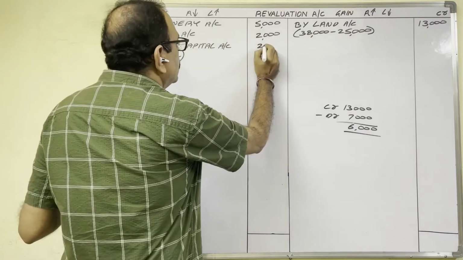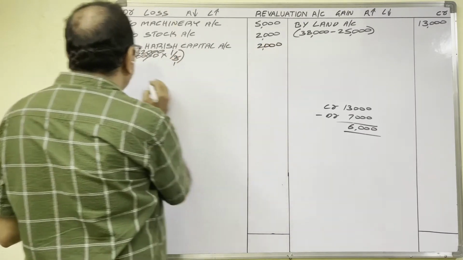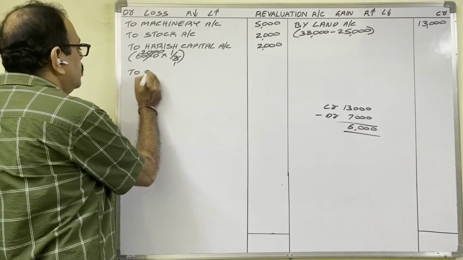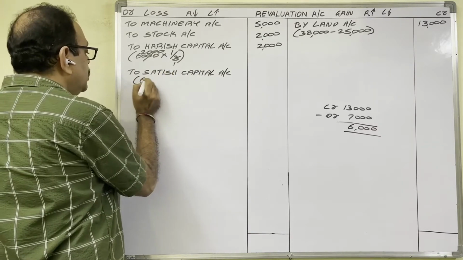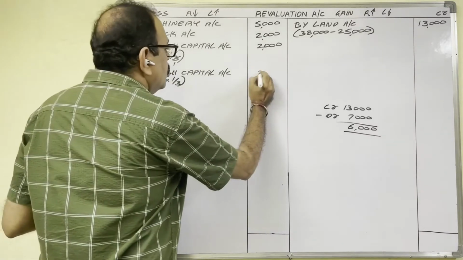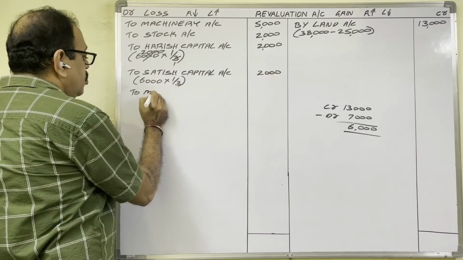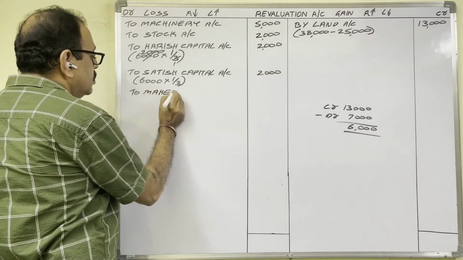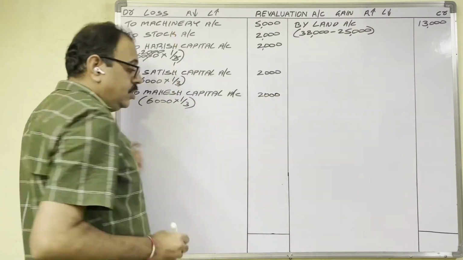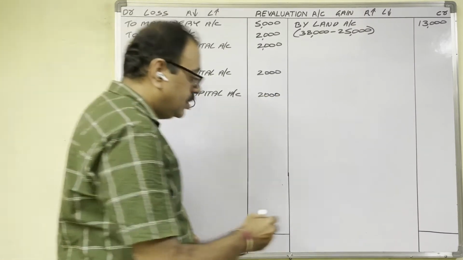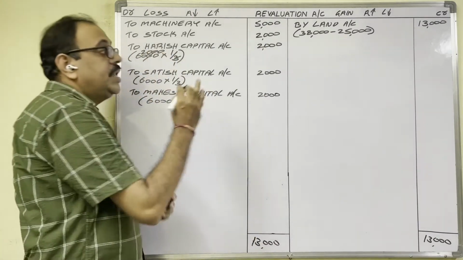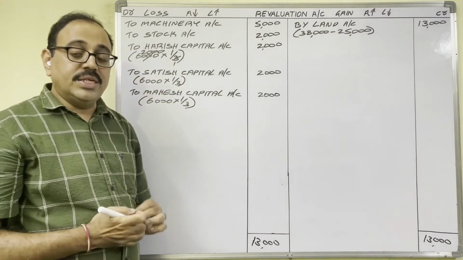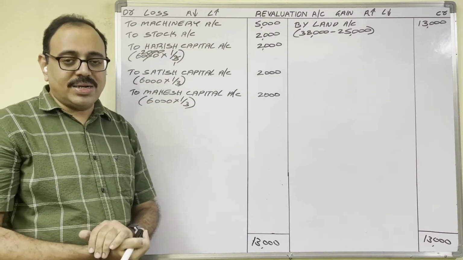2,000 rupees. For the other two partners also the same. To Satish capital account, same calculation, 2,000 rupees. To Mahesh capital account, 2,000 rupees. On the two sides put the totals, 13,000, 13,000. Revaluation account is completed. Next, capital accounts of all the three partners.